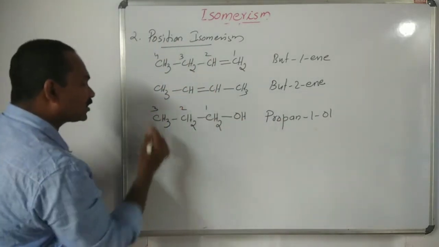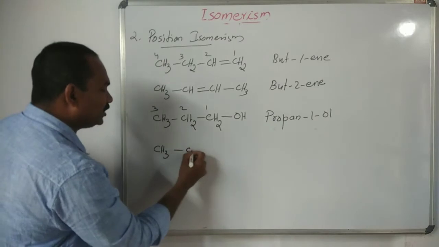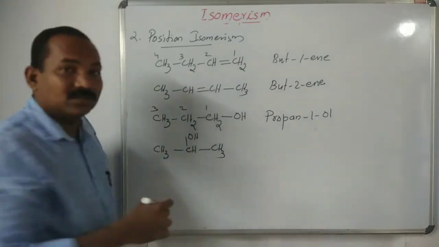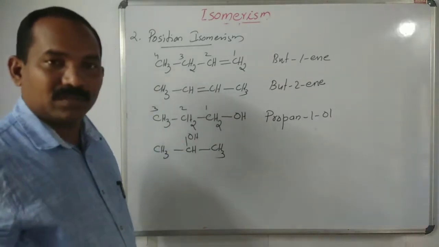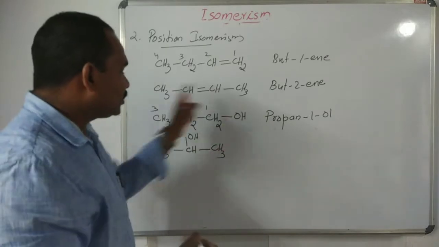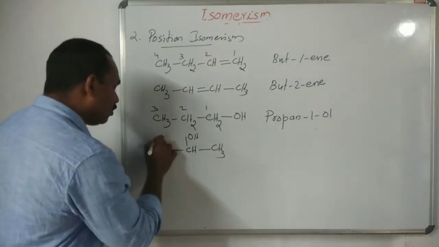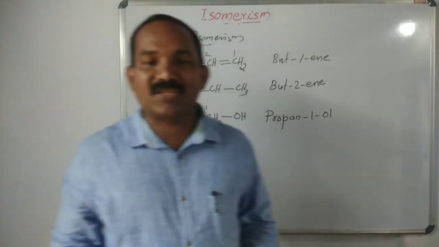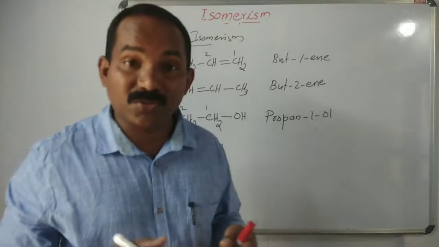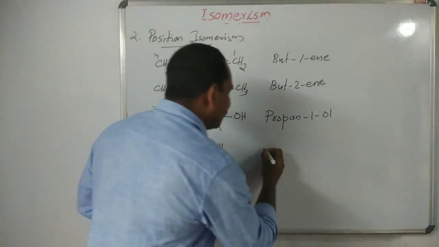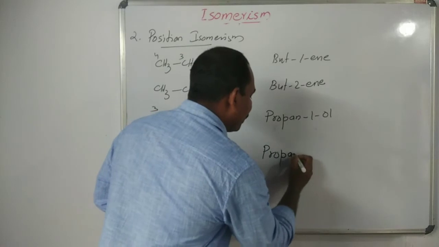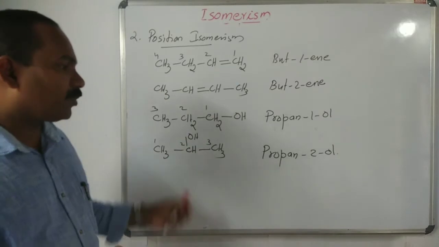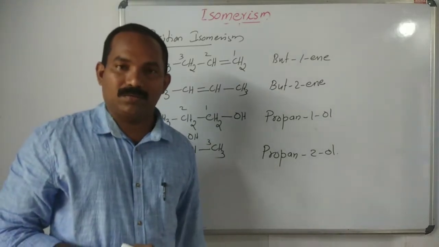And the position of the functional group is changed without changing the chain. The chain is the same, 3 carbon atoms in the chain, but the position of the functional group is changed. Numbering in either direction, the position of the functional group is 2. So this is propan-2-ol. Propan-2-ol. Are you clear?